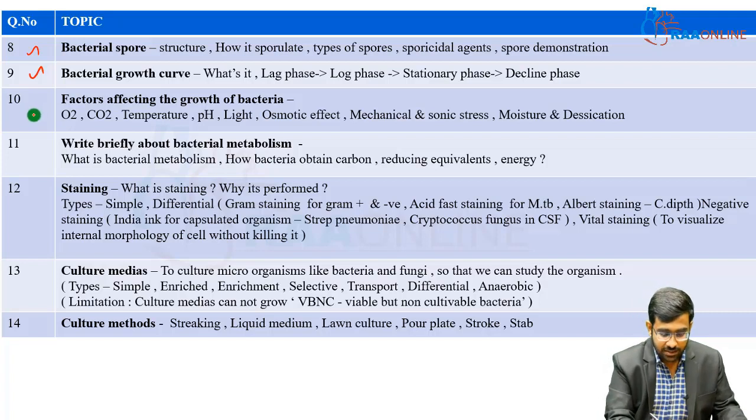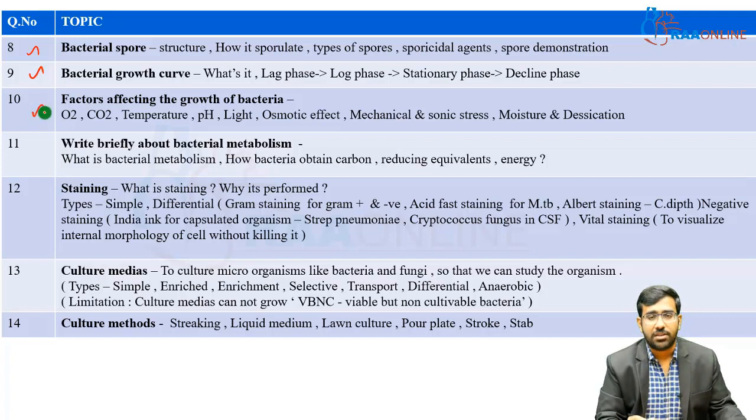And question number 10 is going to be factors affecting the growth of bacteria. You must know about oxygen, carbon dioxide, the role of temperature, pH, light, osmotic effect, mechanical and sonic stress, and moisture and desiccation. Try to remember 2 to 3 points for each subheading.